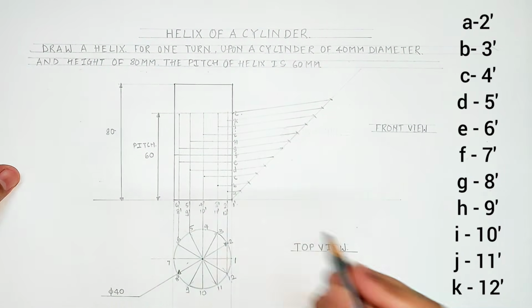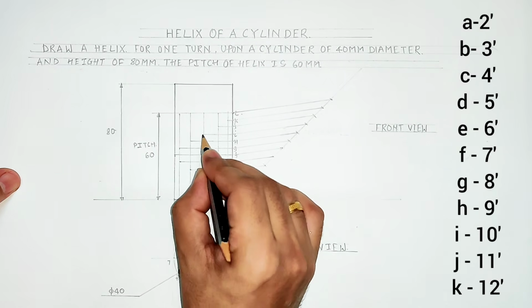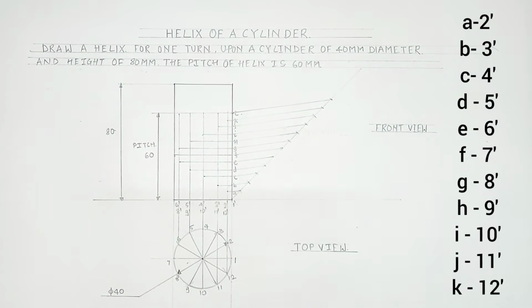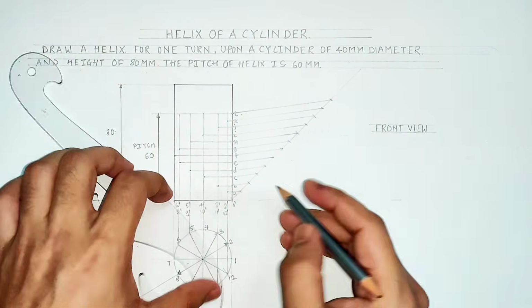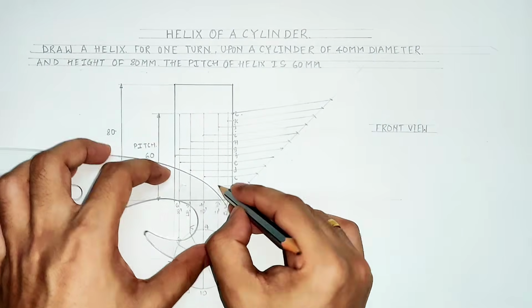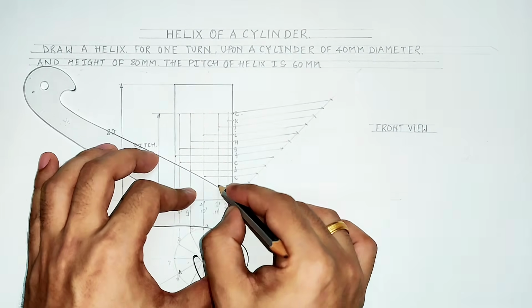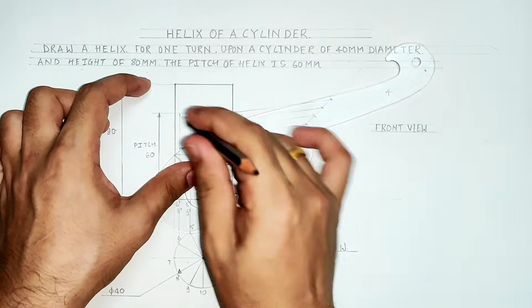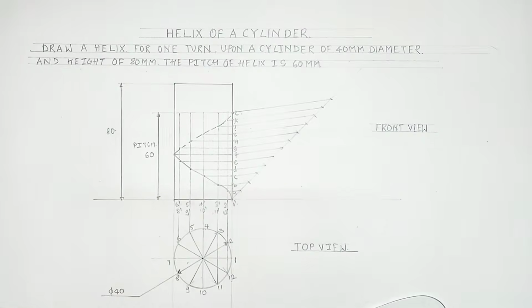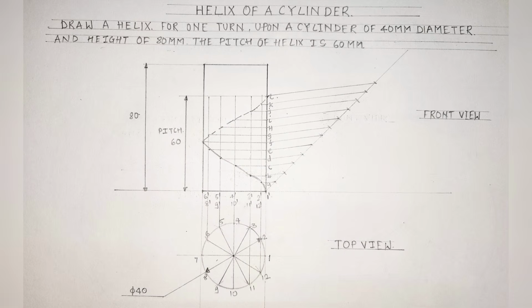So these are the points which have been plotted. Now you have to join these using the French curve. You need some practice, but you will understand how to use it after a while. The upper lines I have drawn dotted as they are hidden behind the cylinder.